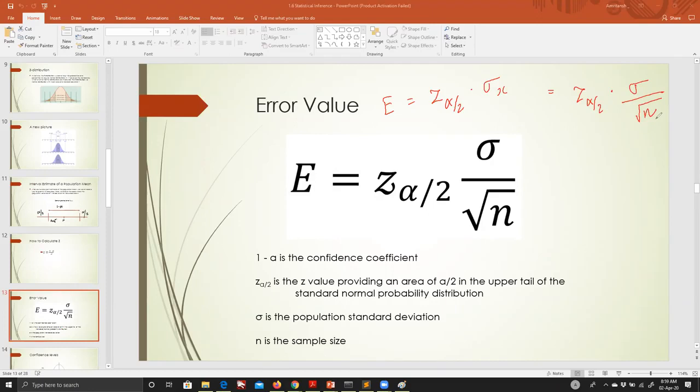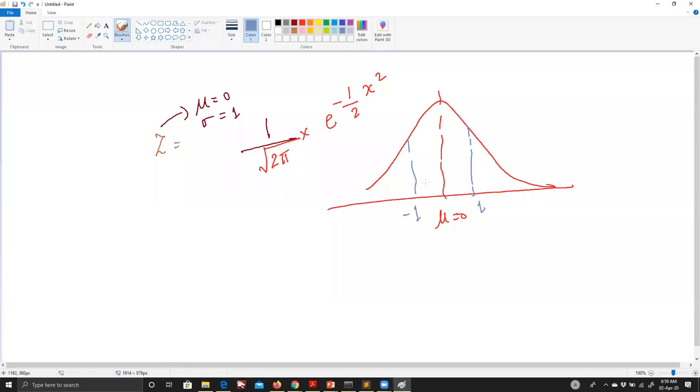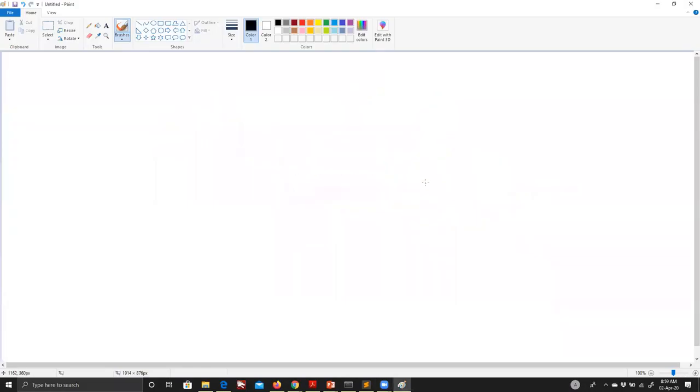So 1 minus alpha is the confidence coefficient, and Z alpha by 2 is the Z value providing an area of alpha by 2 in the upper tail of the standard normal probability distribution. First, let me explain all these tails and whatnot, because otherwise it becomes very confusing after a while. So let's draw a normal distribution once again. Let's use a proper normal distribution first.